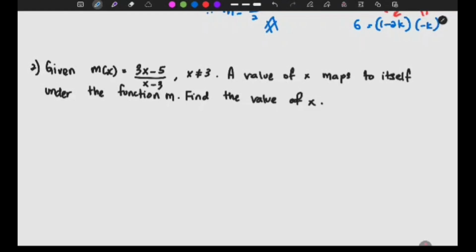And they say x cannot be equal to 3, which is true, because if your x here equals 3, so imagine 3 minus 3, you get 0. Isn't it a math error if your denominator equals 0? That's the reason why it cannot be equal to 3, okay?